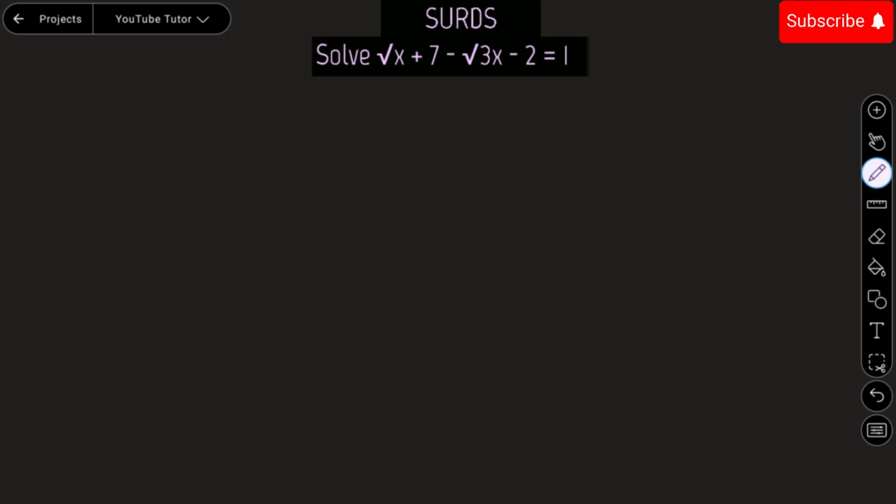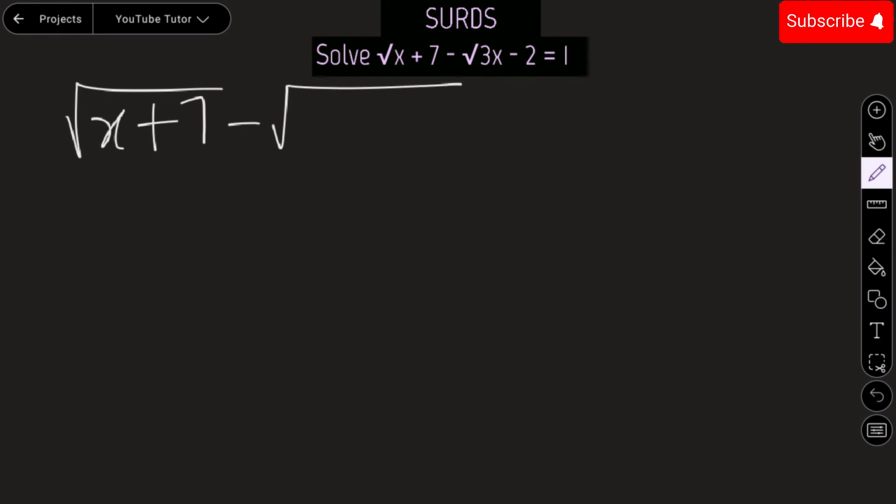The question goes like: solve the square root of x plus 7 minus the square root of 3x minus 2 equal to 1. Let me go ahead and rewrite it for clarity: root of x plus 7 minus root of 3x minus 2, all being equal to 1.